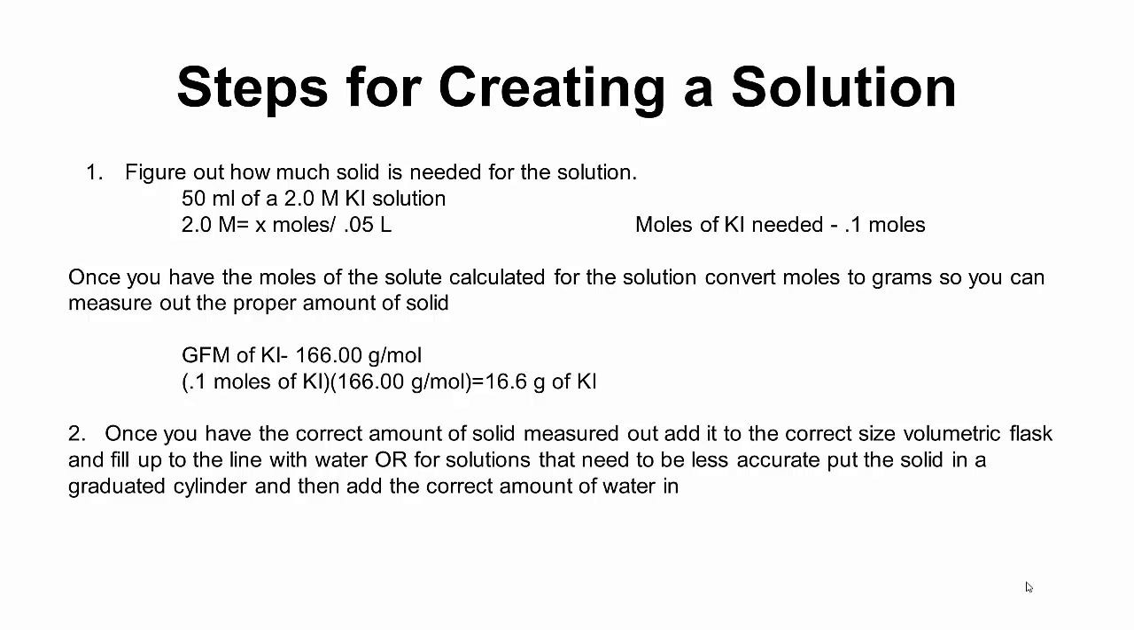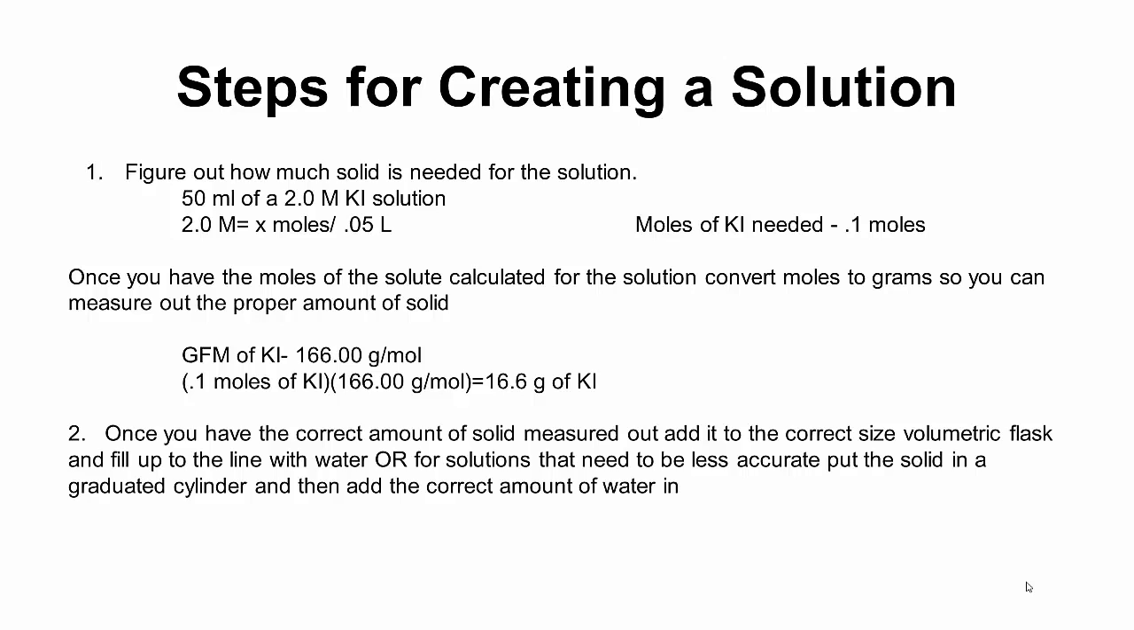2 molar is equal to some number of moles divided by 0.05 liters. Remember to use liters and not milliliters, as that is the formula. So we determine that the moles of potassium iodide that you need are 0.1. Once you have this calculated, you can convert to grams to measure out the proper amount of solid, using the gram formula mass of potassium iodide.